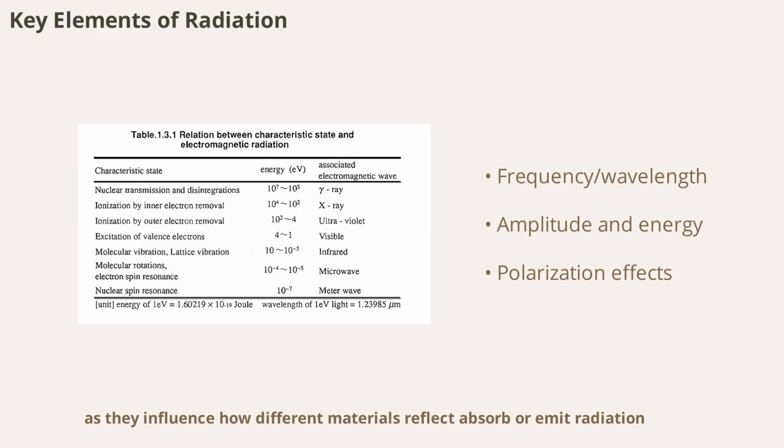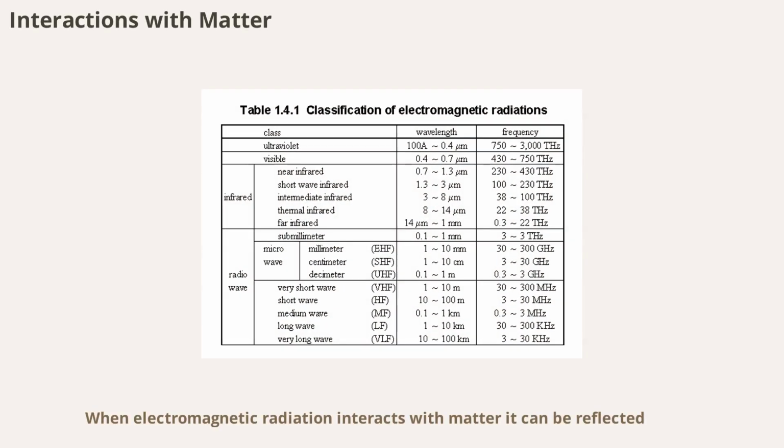When electromagnetic radiation interacts with matter, it can be reflected, absorbed, transmitted, or emitted. Each material has unique spectral characteristics, which means it interacts with radiation in a specific way. For example, a green leaf appears green because it reflects green wavelengths and absorbs others.